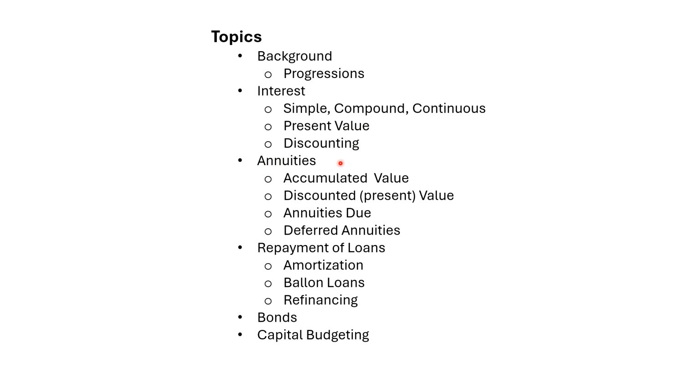Then I'll talk about annuities. And again, these are just some of the topics there. I have quite a bit on this. Accumulated value, discounted or present value, annuities due, deferred annuities. Then we'll talk about repayment of loans, amortization, balloon loans, refinance. You know, when you buy a house at a certain interest rate and then the interest rate drops and you want to pay that first loan off and then refinance with a lower interest rate loan. Talk a little bit about bonds and then a little bit about capital budgeting.